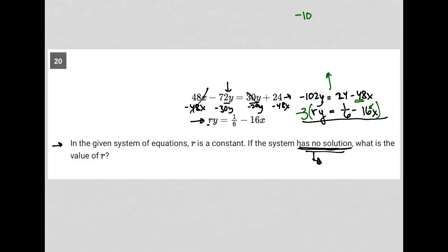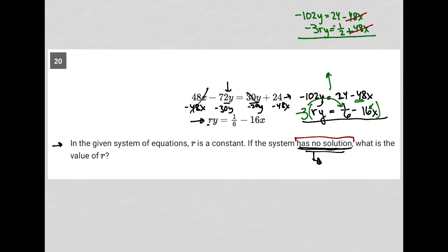So I have negative 102y equals 24 minus 48x. Negative 3ry equals, in fact, negative 1 half. Negative 3 times 1/6. And then plus 48x, which is exactly why I multiplied by negative 3 in the first place. So the negative 48x and the positive 48x cancel out, and I'm left with these things. But like I said, in order for it to be no solution, both x and y must cancel out when you're just attempting to cancel out one.